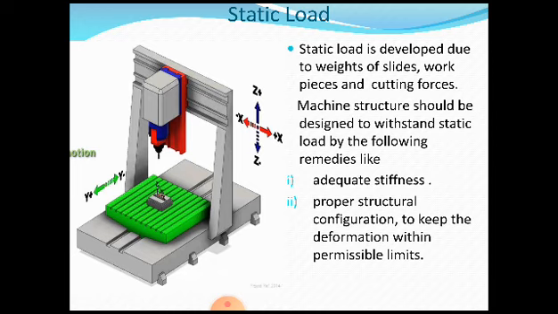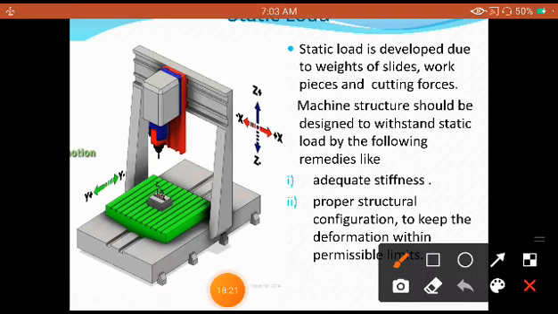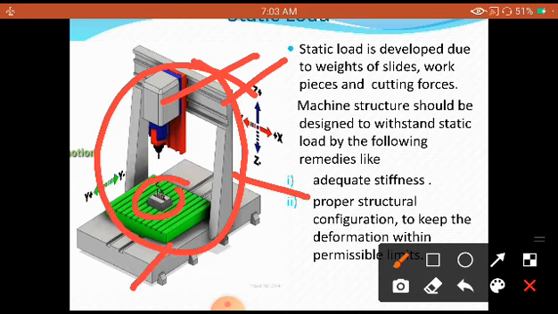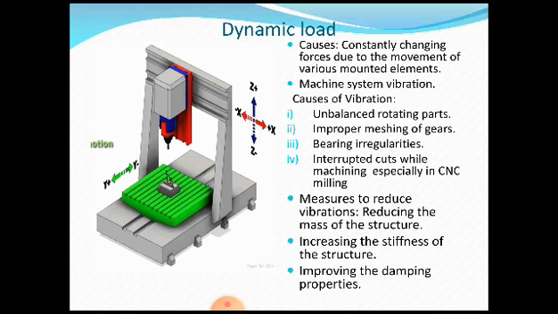In this simple CNC machine design, the static load is developed due to the weights of the slides, workpieces and cutting forces. So why is static load developed? The whole assembly is the machine structure, where there is a tool slide, a bridge, and these are the columns, and this is the work table, and this is the workpiece which is to be machined here.